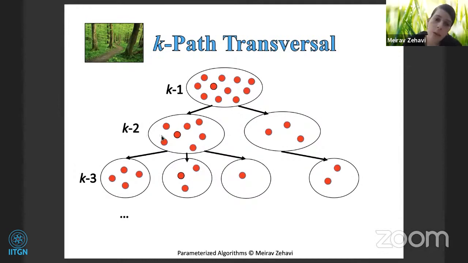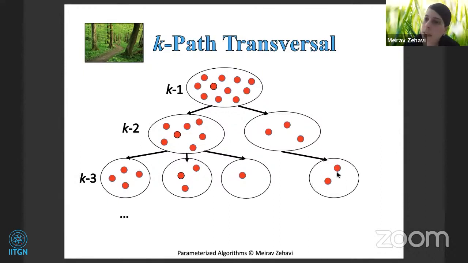Now we look at each one of them that is still bad, that still has too many red vertices, more than k to the power of 3. We again take a longest path, and in each one of the resulting connected components, the size of the longest path will be smaller. So overall, this process can be done at most k times. After that, we will get an edgeless graph.